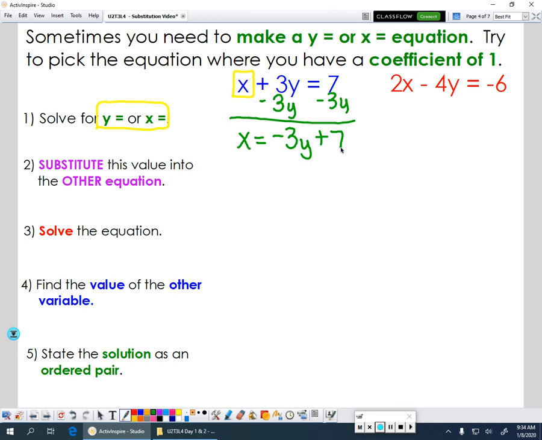So step one, make an x equals or y equals equation. Step two, I'm going to substitute this value for x into this x.